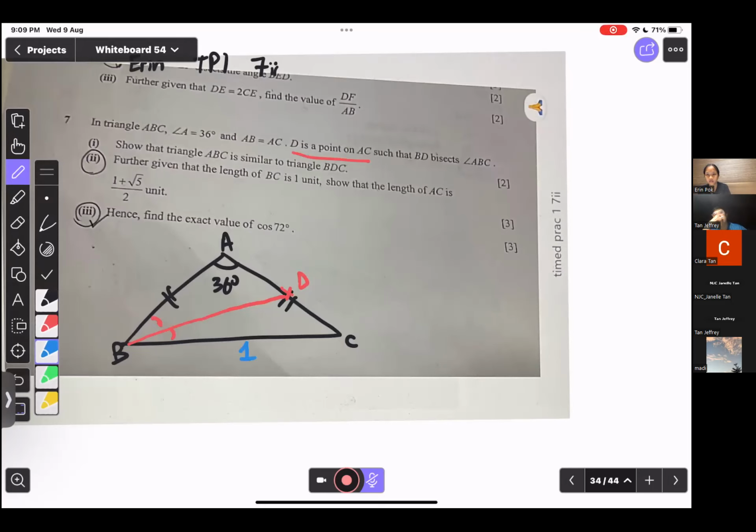What am I supposed to do here? Does it say anything about bisect? Time break 1, question 7.